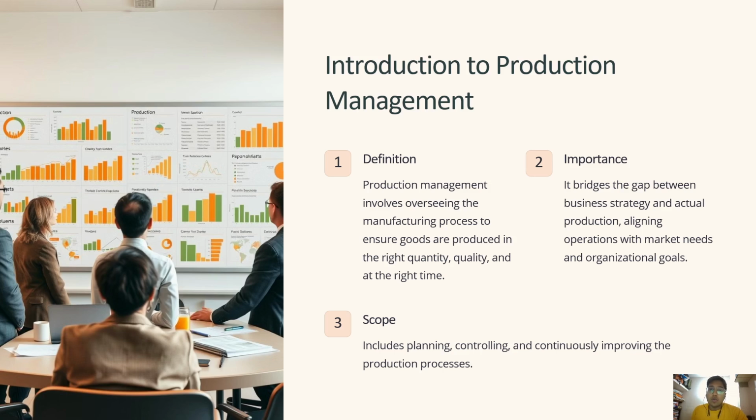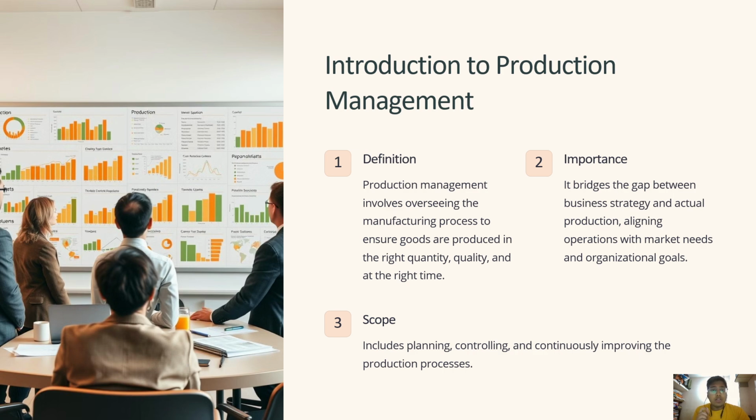So first of all, what is production management? Basically, introduction to production management. It involves overseeing the manufacturing process to ensure goods are produced in the right quantity, quality, and the right time. The importance of this is that it bridges the gap between business strategy and actual production. Not only that, but aligning operations with market needs and organizational goals.